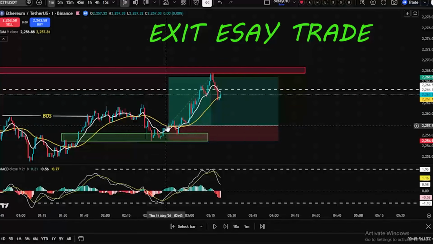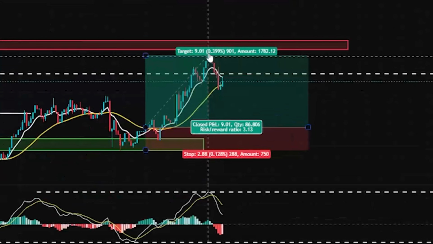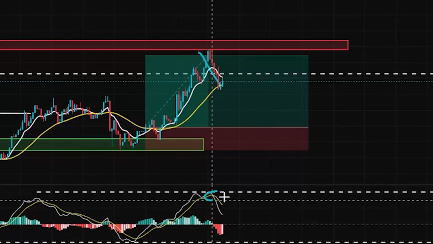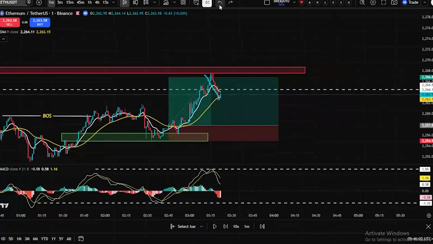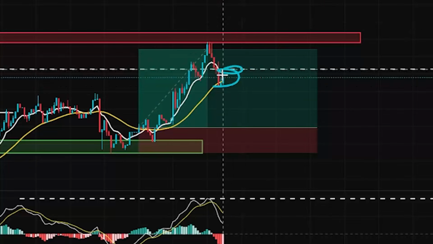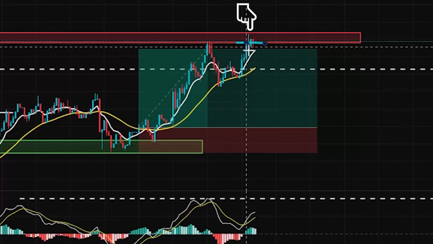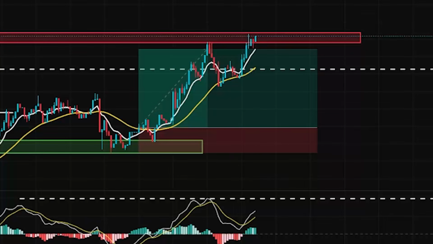MACD confirmation. If the MACD line starts to cross below the signal line, it means the trend may change and it is a good time to exit. EMA 9, 21. When the EMA 9 falls below the EMA 21, it is a sign that the short-term uptrend has ended, and it is better to close the trade.